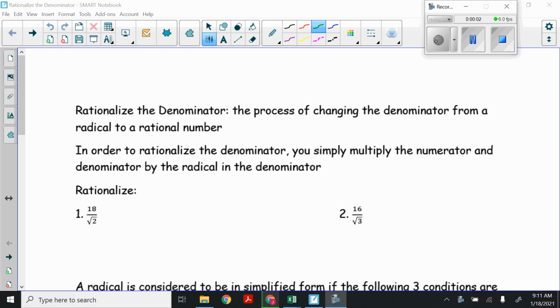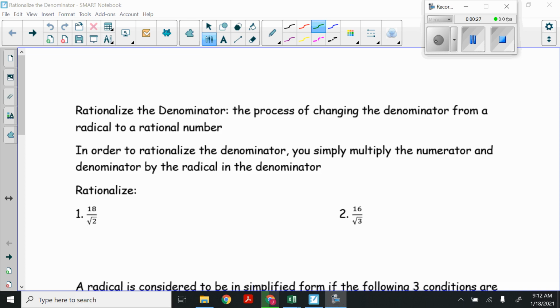All right, today in geometry, we're going to spend more time on rationalizing the denominator. Remember that rationalizing the denominator is the process of changing the denominator from a radical to a rational number. So in order to rationalize the denominator, you simply multiply the numerator and denominator by the radical in the denominator. So we did this yesterday. So today we're just going to do more practice on this.